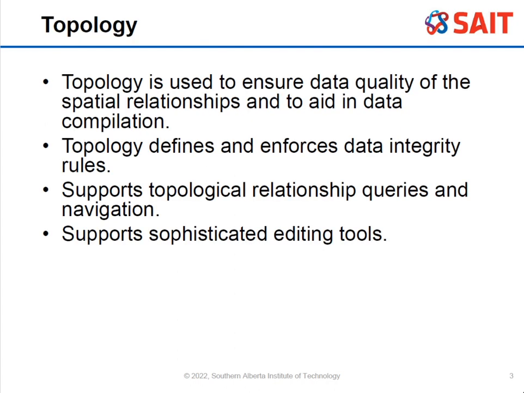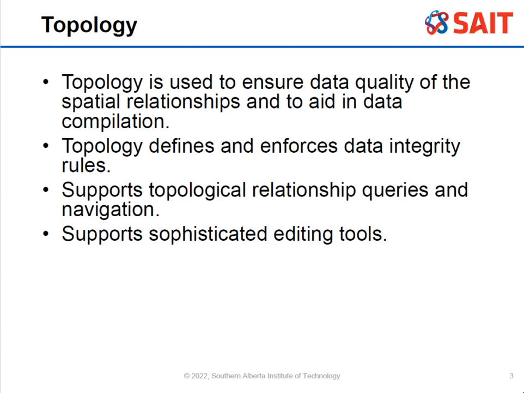So what is topology? Topology is used to ensure data quality of spatial relationships and to aid in data compilation. In terms of the actual definition, data quality means that we are trying to reduce any error that shouldn't be there. Blunders are the main one. It's not so much about increasing the accuracy of the data, but ensuring that it's available for others to do analysis on, and they know that they can trust it.